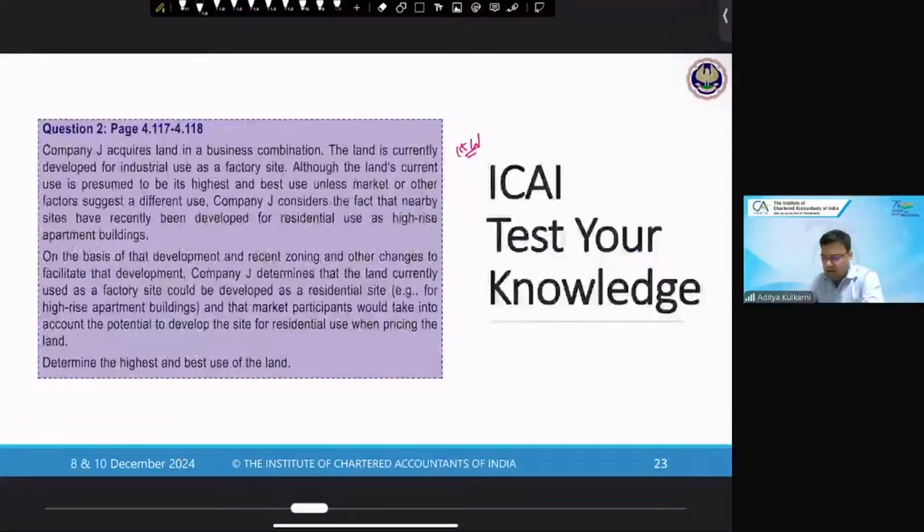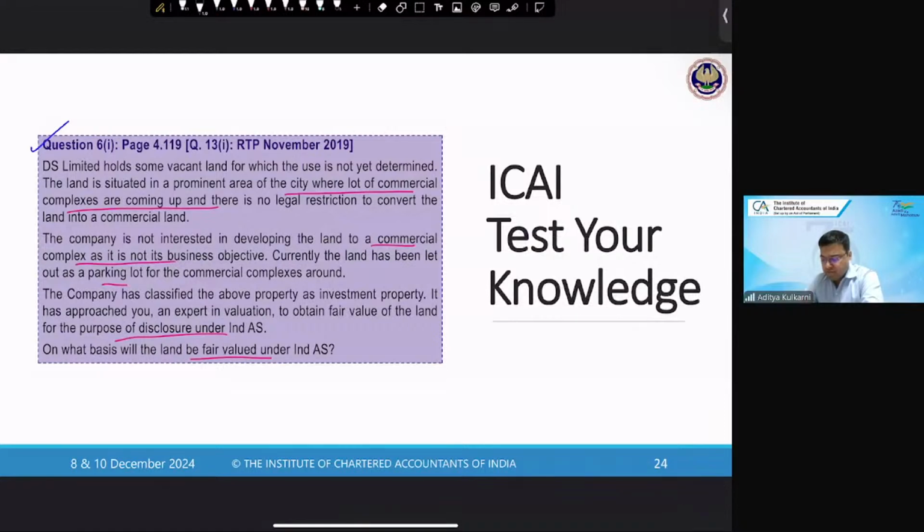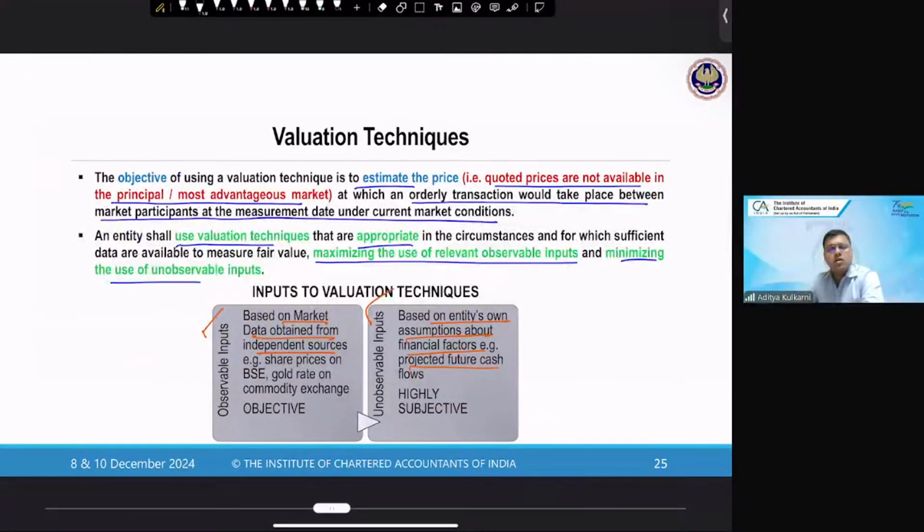So any doubts till now, anyone? Any doubts? I think no doubts. So then we moved on to valuation techniques.